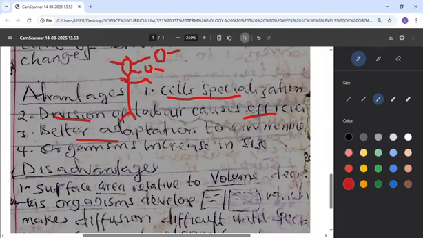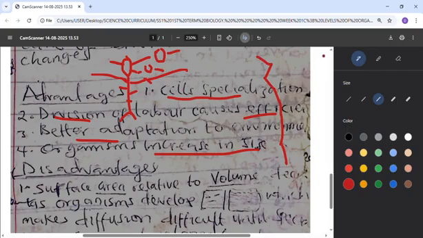Another thing, better adaptation. Because organisms have many parts, so they can adapt. That means as it's trying to use a part to adapt to something, it will use another part to adapt to another thing. So for better adaptation, that means assuming they don't have all these things, they will be limited in adaptation. Then finally, organisms increase in size. So when it comes to complexity, it means for an organism to become complex, it will be increasing in size.